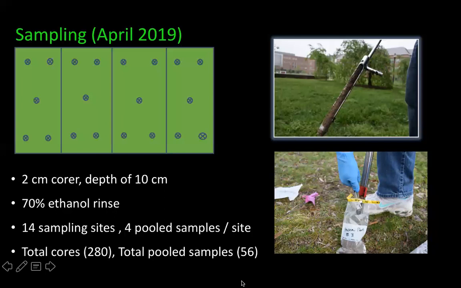So it was a huge sampling effort, and I thank all the undergrads that helped me with that, and professors as well. This is actually a picture of Dr. Elizabeth Emmert at work.